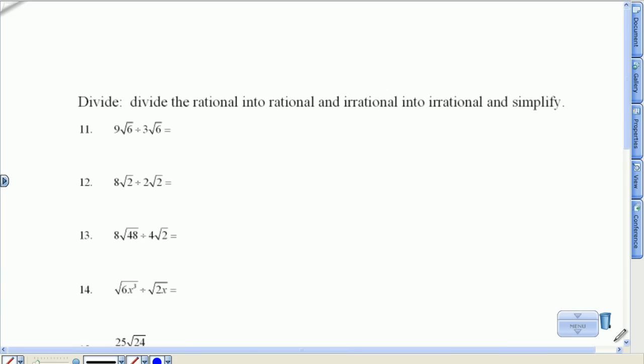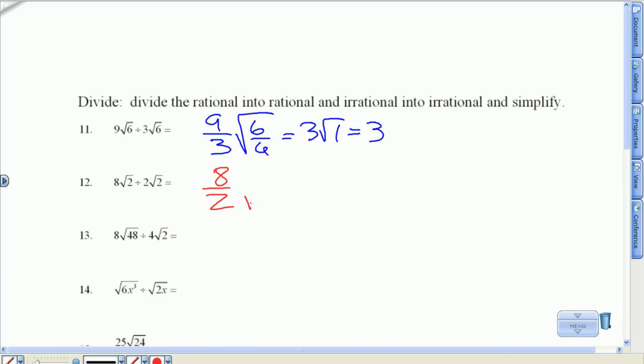Alright, division is done the same way as multiplication. Instead of multiplying, we divide. So we do 9 divided by 3. We do radical 6 divided by radical 6. This is 3 radical 1, which is 3. For problem number 12 here, we do 8 divided by 2, radical 2 divided by radical 2. That gives me 4 radical 1, which is 4.